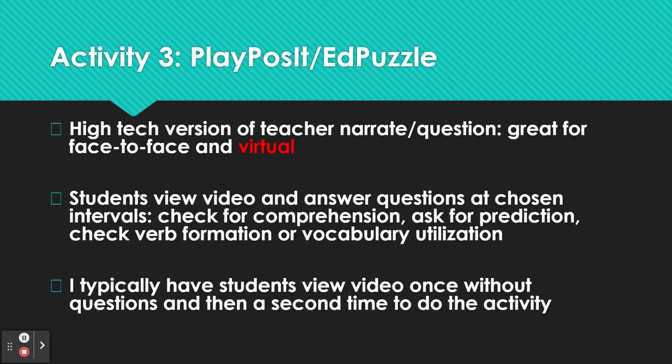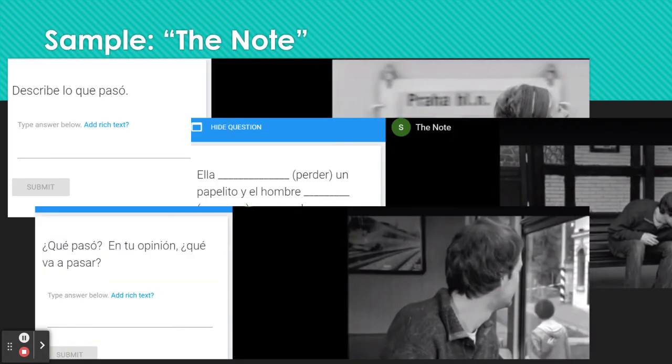Typically, when I use a video like this using Edpuzzle or Play Pause It, I like to have students watch the video once without the questions so that they're just getting some broad strokes, maybe thinking about, okay, what sort of vocabulary are we working with? What vocabulary can I apply to this image, these visuals? And then the second time through, they can do the activity. A great one for this is one of my favorite silent videos. I would use it all the time if students wouldn't get bored of it. It's called The Note.